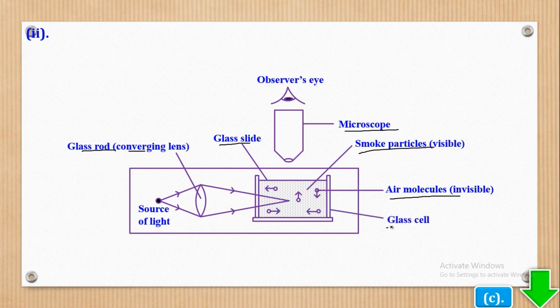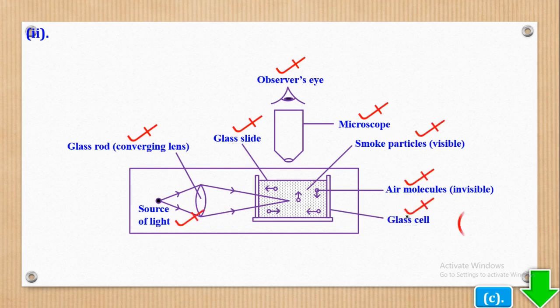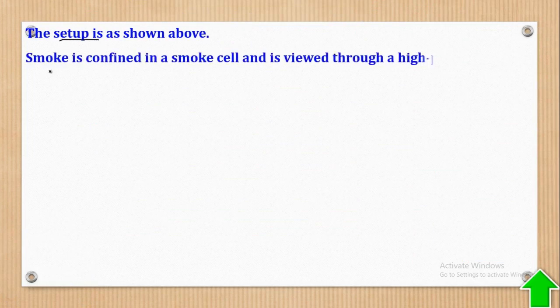Then this is the glass cell. So here, any two correct labelings with the correct setup, you get that one mark. So now we shall say that the setup is as shown above. Then from there we shall say that the smoke is confined in a smoke cell and viewed through a high power microscope.